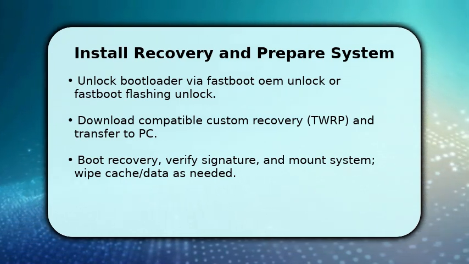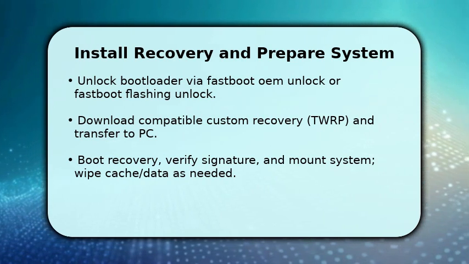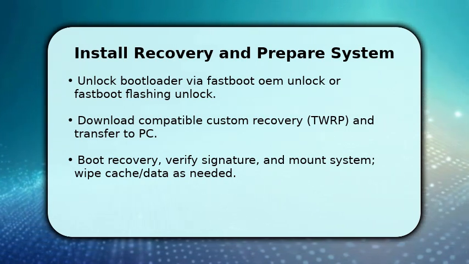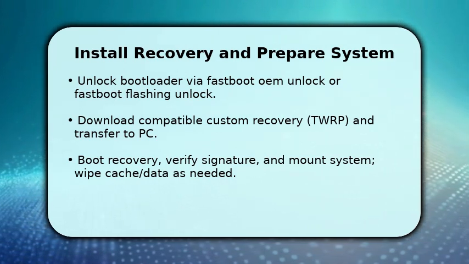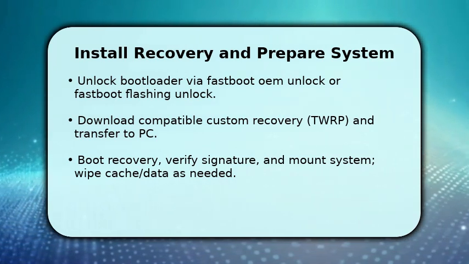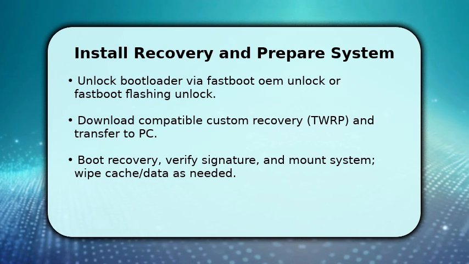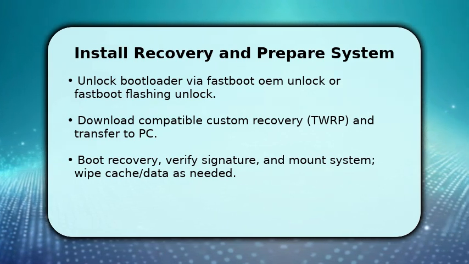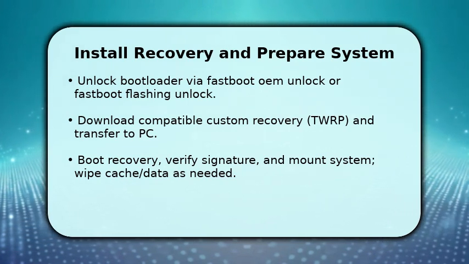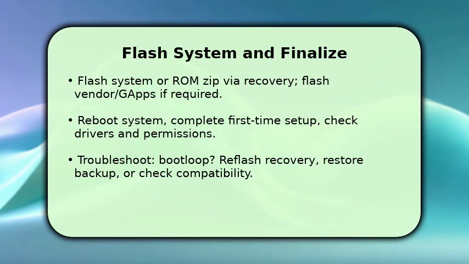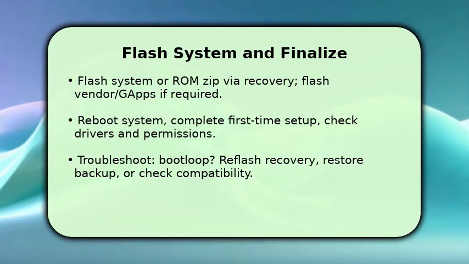Once installed, boot into recovery and verify the signature and device compatibility. Then transfer the ROM and any vendor zip to the device or sideload via adb sideload. Mount the system partition and perform targeted wipes, cache, Dalvik, or data if required, so the new system installs cleanly without legacy conflict. You finish by flashing the system image or ROM zip through TWRP or Fastboot.